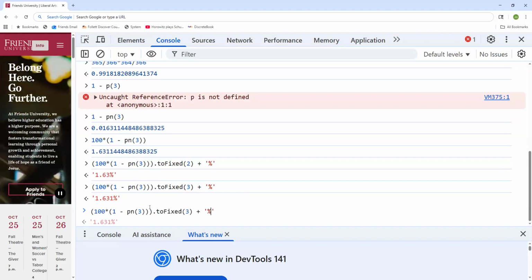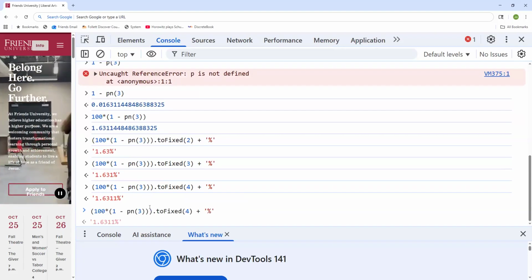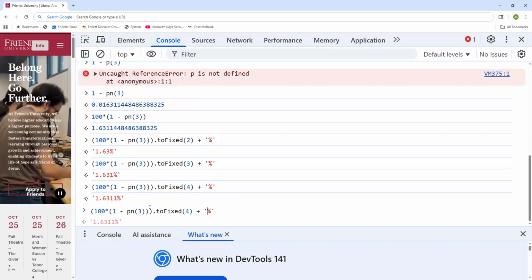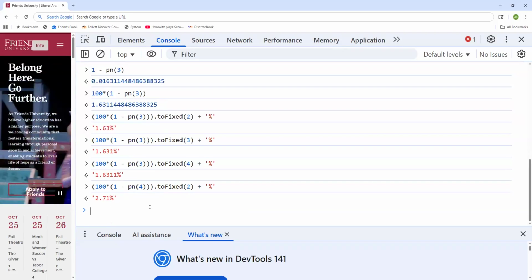Oops, I forgot to change that to 4. I did 3 again. Oh, do you see my mistake? I'm changing the wrong number. Sorry. The Pn number needs to change to 4. So in a room of 4 people, there's that.